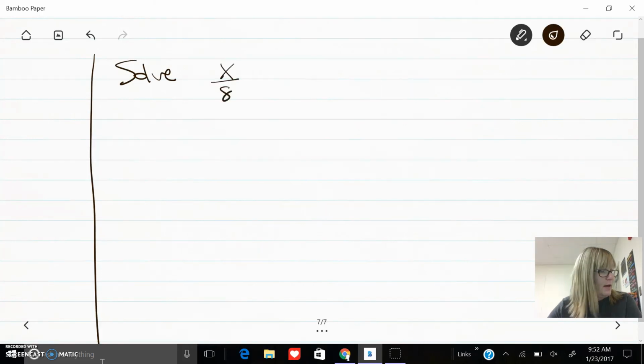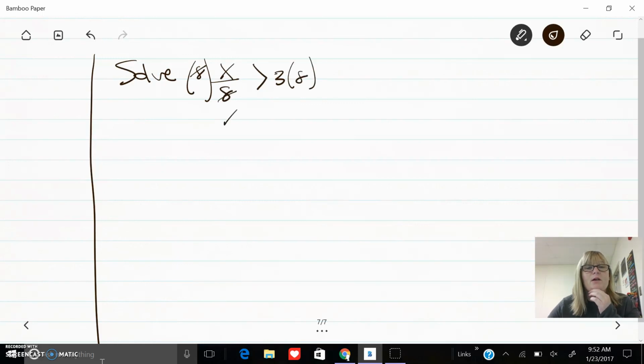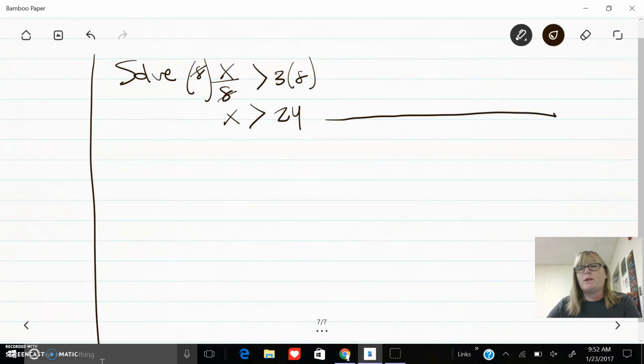x over 8 is greater than 3. So I need to isolate the variable. So I'm going to multiply by 8. So these cancel each other out. And what I do to one side, I've got to do to the other. So x is going to be greater than, what is 3 times 8? 24. Okay, so it's going to be greater than 24. So I can actually start here at 23, 24, 25, and so on and so forth.